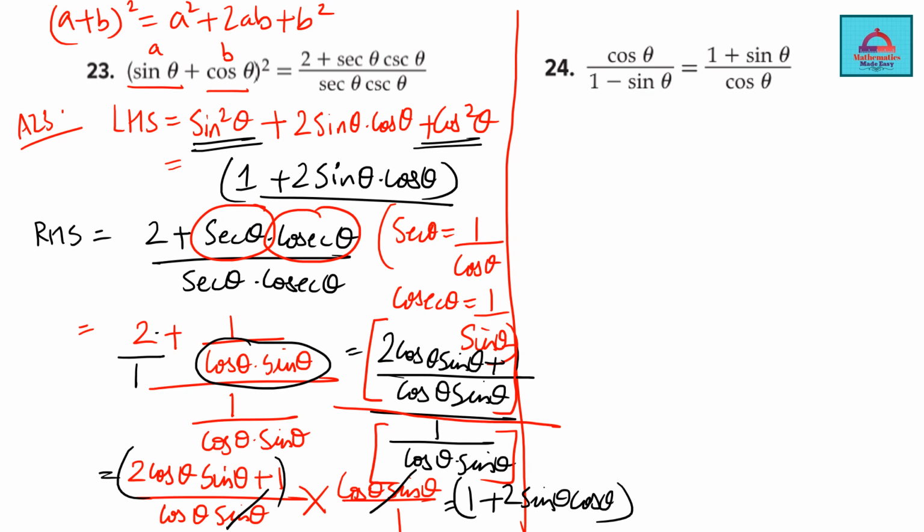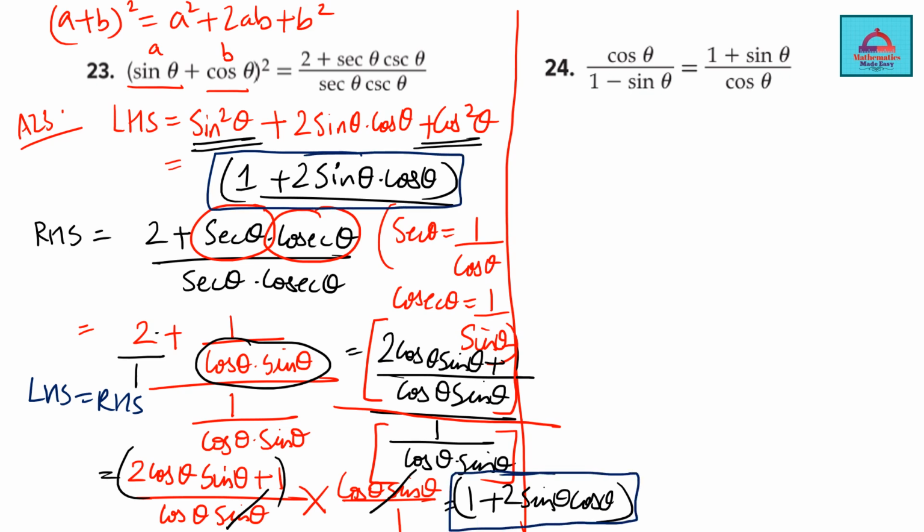So both sides, left and right, are equal to the same thing, which is 1 plus 2 sine theta cos theta. This way also we can verify. So hence verified.